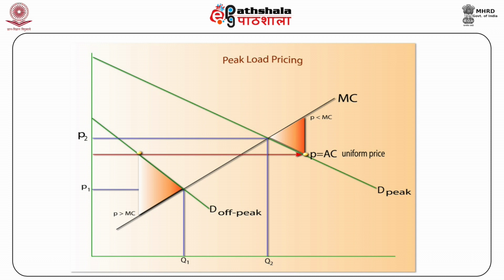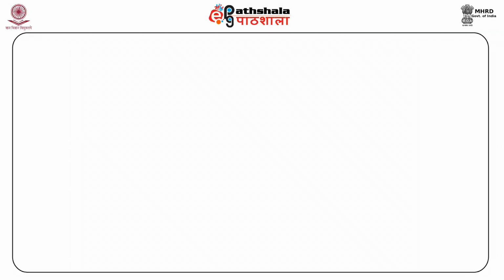The third degree price discrimination is the most common form of price discrimination and involves charging different prices to different consumer groups based on their different demand elasticity. The groups are differentiated on the basis of easily identifiable characteristics such as location, age, sex, or other characteristics.